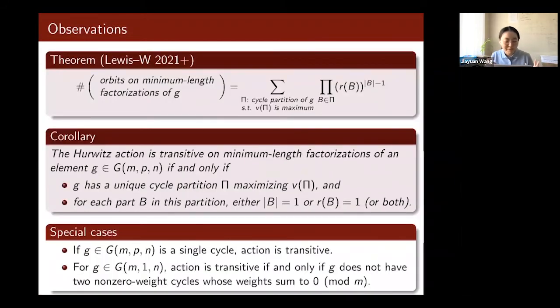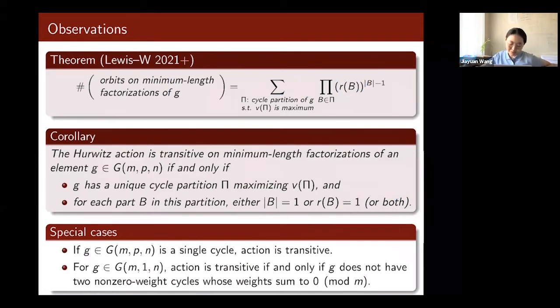And some observation we can make with this counting formula is the following corollary. For the action to be transitive, we want to have 1 on the left side. And then on the right side, in this summation, we had better have just one term. That means g should have a unique cycle partition maximizing the value. And in this product, in order for that to be 1, either all the powers are 0, which corresponds to the size of B equal to 1, or the base is 1, which corresponds to R(B) equal to 1. So this is our description of the Hurwitz transitive elements in G(m,p,n).